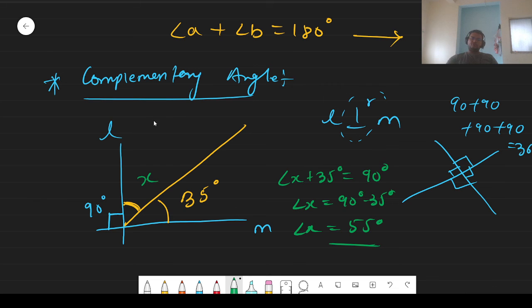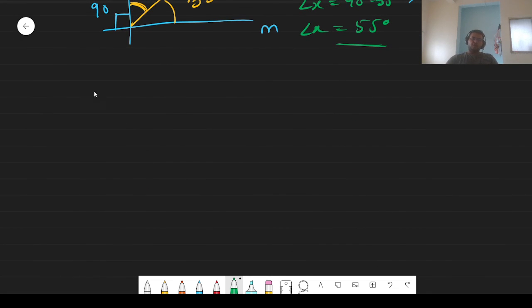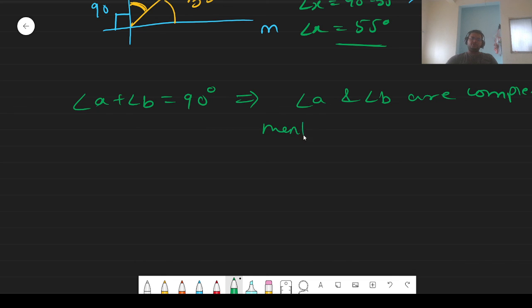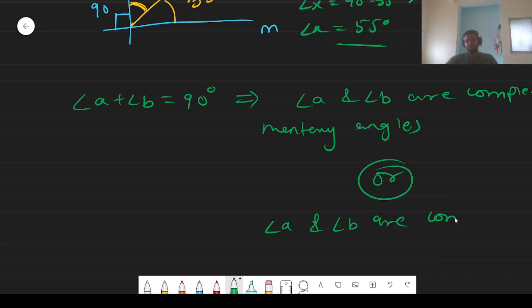Fine. So what do we mean by complementary angles? I can write: if angle A plus angle B equals 90 degrees, then we can say angle A and angle B are complementary angles, or we can say angle A and angle B are complementary to each other.